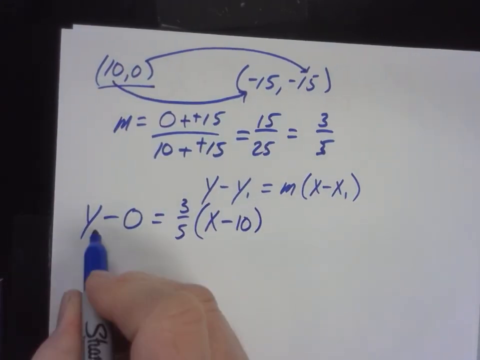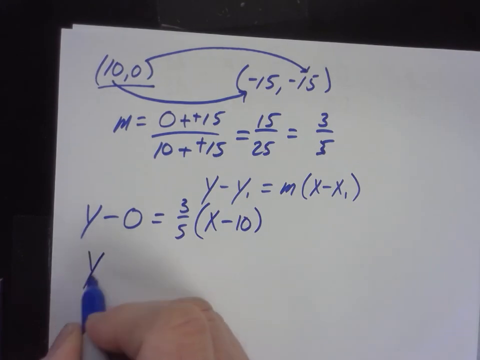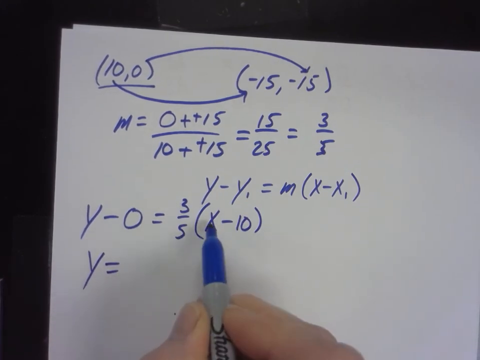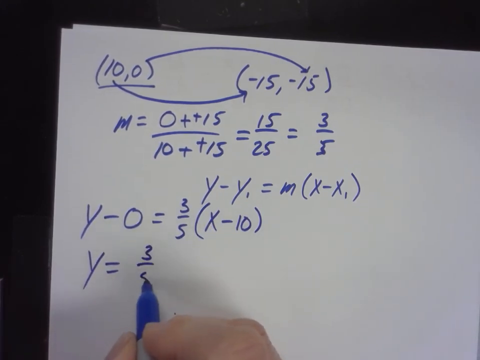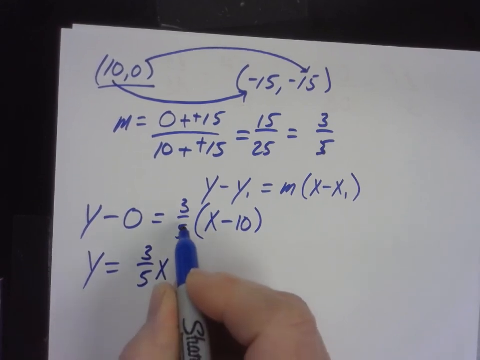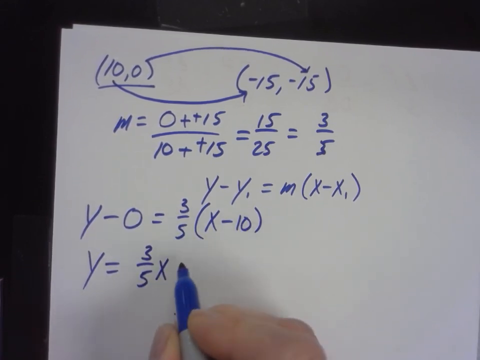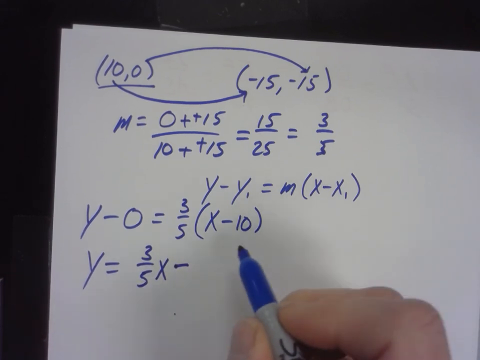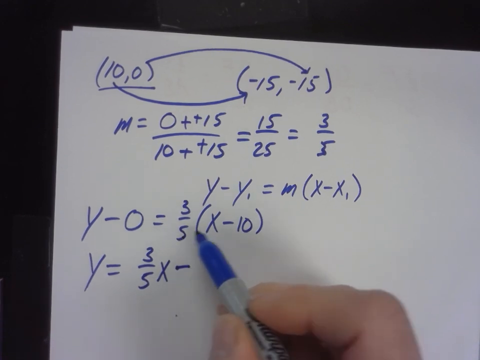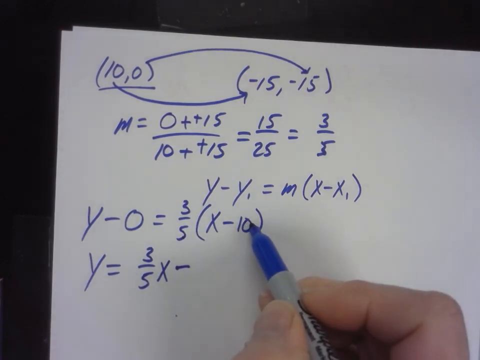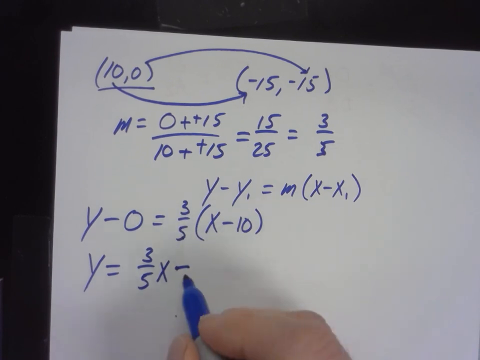So of course this is just y, right? Y equals 3/5 times x, and then 3/5 times negative 10, which is negative. So did you guys do 3/5 times 10? I would think I would reduce. I would say 5 goes into 10 twice, and then 2 times 3 is just 6, isn't it?